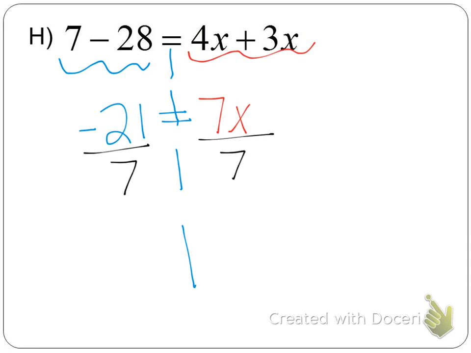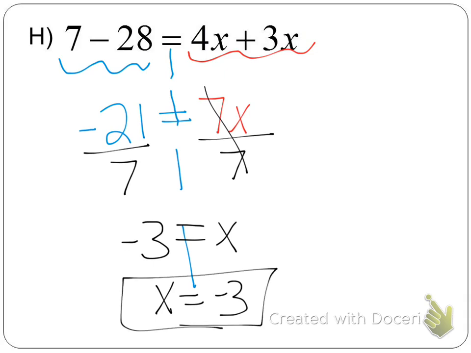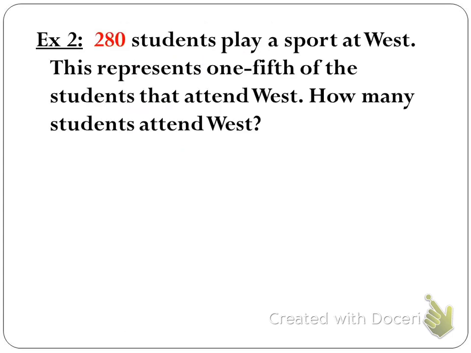What is negative 21 divided by positive 7? Very good. And that's going to equal x, or x equals negative 3. I got it right. Excuse me. Yep, there's some word problems we got to tackle.